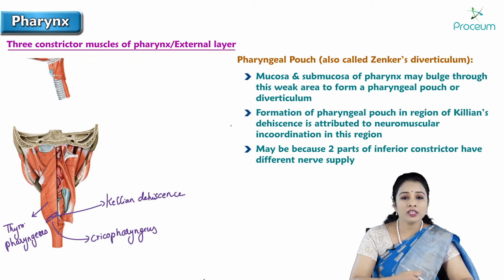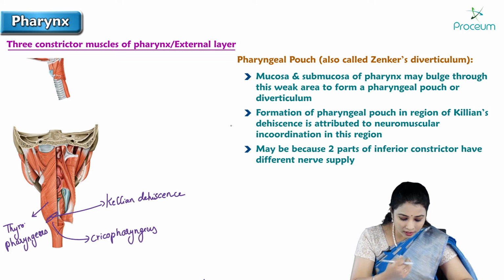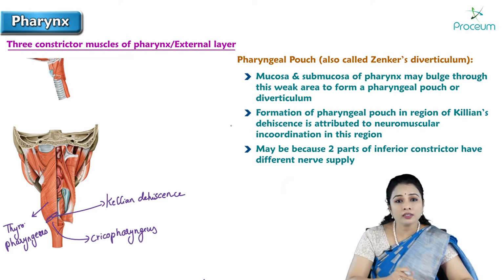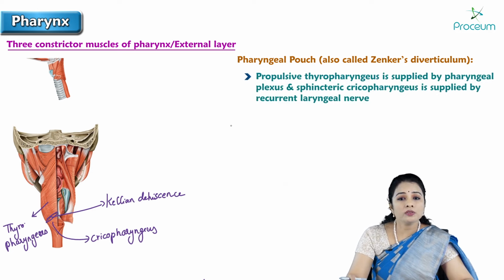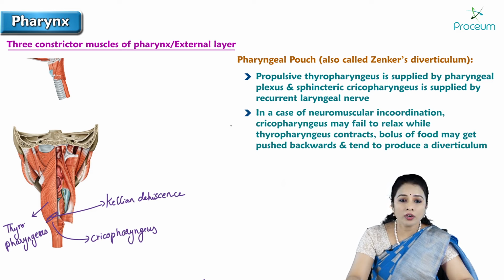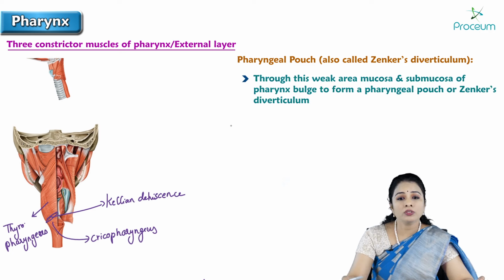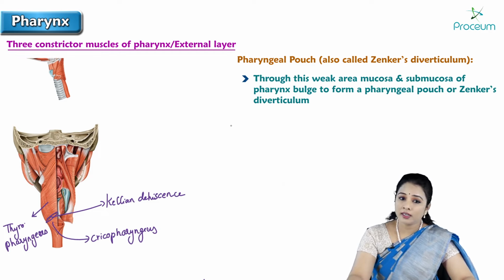So thyropharyngeus and cricopharyngeus have different nerve supply, and the gap between them is Killian's dehiscence, which is the weaker part of the pharynx, and this weaker part may form a pharyngeal pouch or diverticulum, and this leads to neuromuscular incoordination. The propulsive thyropharyngeus is supplied by the pharyngeal plexus and the sphincteric cricopharyngeus is supplied by the recurrent laryngeal nerve. So in a case of neuromuscular incoordination, the cricopharyngeus may fail to relax while the thyropharyngeus contracts. The bolus of food may get pushed backwards and tend to produce a diverticulum. So through this weak area, the mucosa and submucosa of the pharynx bulge to form a pharyngeal pouch, otherwise called Zenker's diverticulum.